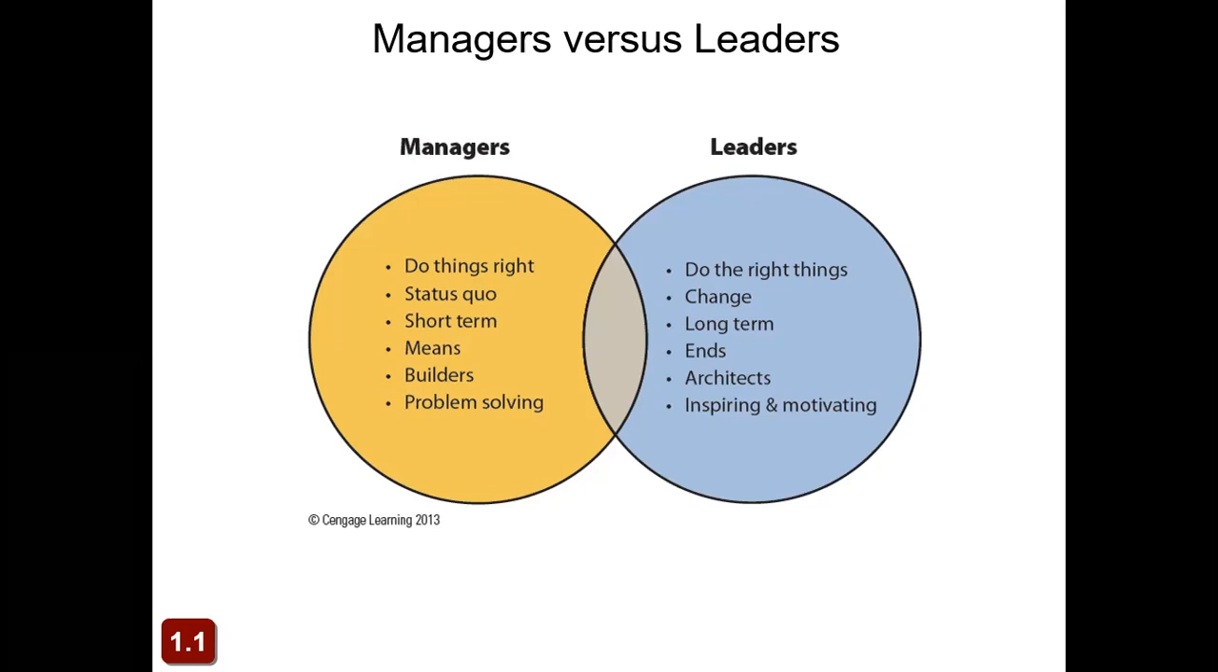What the theory says is that managers tend to want to do things right, while leaders do the right things. Managers like to stick to the status quo. Leaders look for change. Managers are thinking short term. Leaders are thinking long term. Managers look at the means, a means to an end, while leaders look at the end. Managers are builders, leaders are architects, and managers think more of problem solving, leaders think more of inspiring and motivating. These are really critical ones that you should understand for the exam. Just make sure you identify which one goes where.